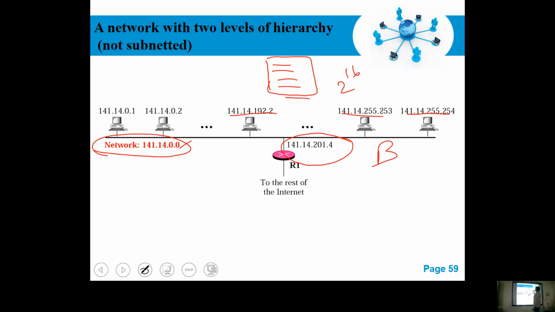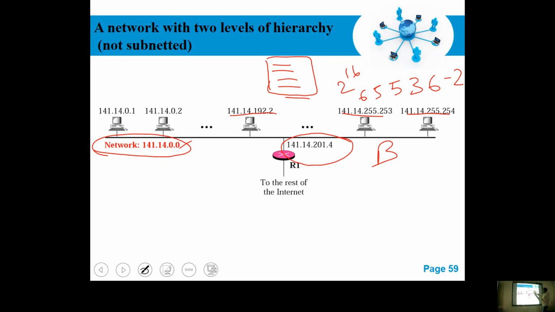2 power 16, that is 65,536. But out of this, one will be utilized for the network address and one will be used for the broadcast address. So I can say it is 65,536 minus 2. That many computers I can have in this particular group.